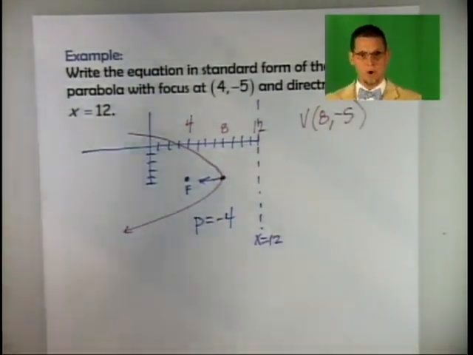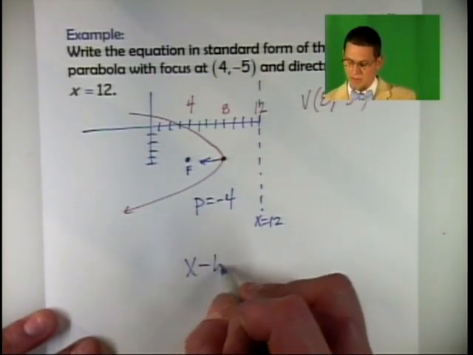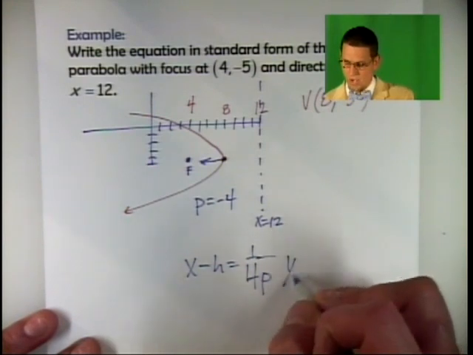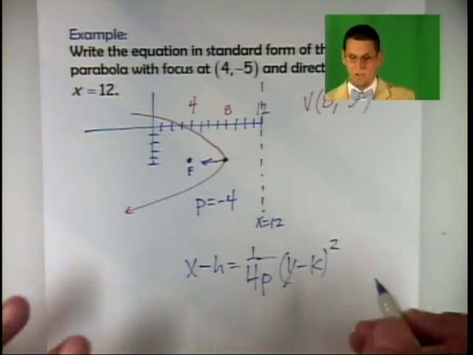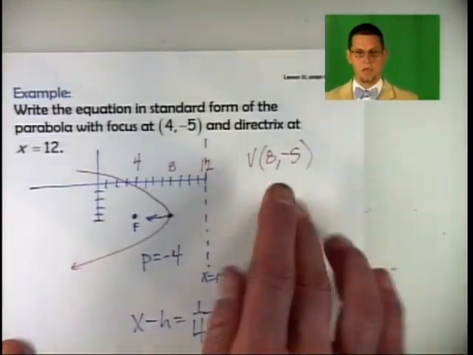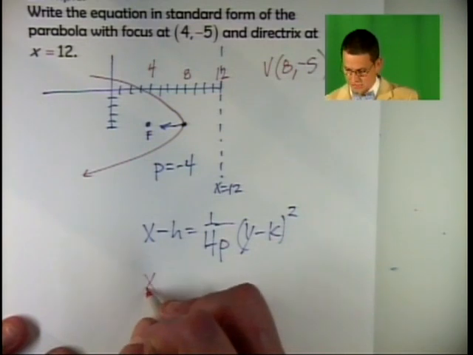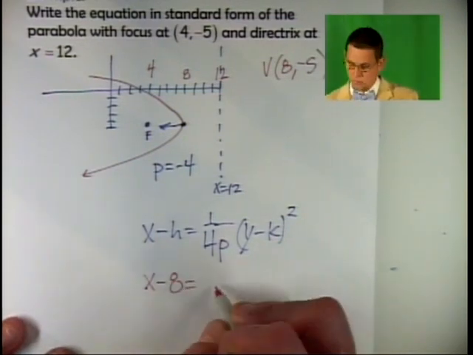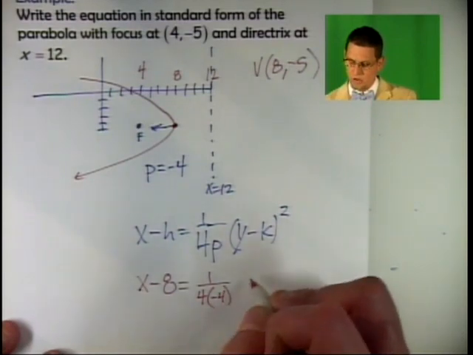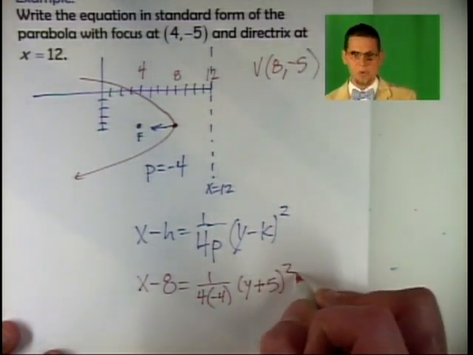Now we drop it in. Let's pull out the equation first and then drop it in. It's going to be of the form x minus h equals 1 over 4p times y minus k squared. Because it opens horizontally, it's the y that's squared. Now we just drop in our h, k and our p. So here we go. It's x minus 8 equals 1 over 4 times p, which is negative 4, times y minus negative 5, which makes it plus, squared.